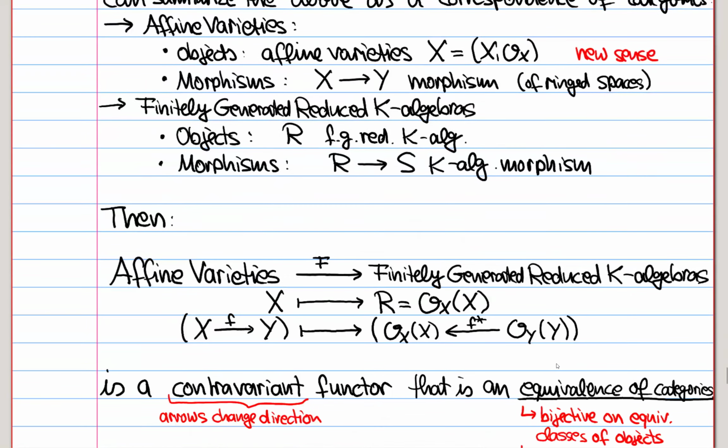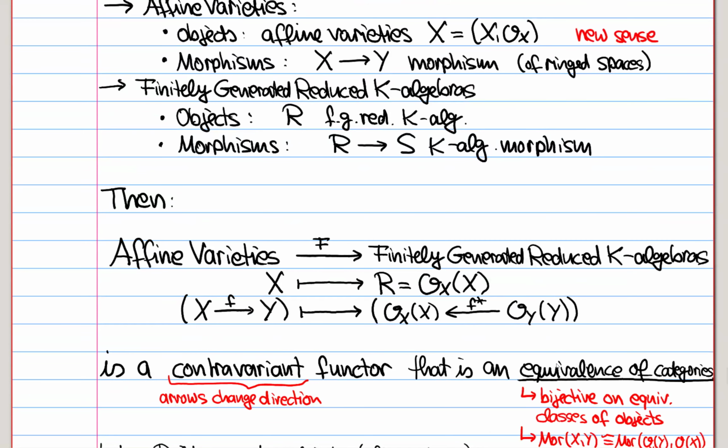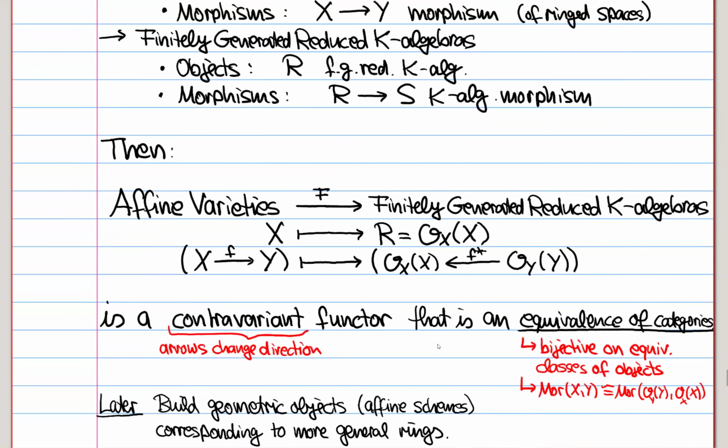And then, the culmination of all these results we have seen is the claim that you can go from affine varieties to these reduced K-algebras, sending X to R = O_X(X), just the full sections of regular functions. And then the morphism f is sent to the pullback morphism, and this goes in the opposite direction. The claim is that this is a contravariant functor, which is just a code word for saying that the arrows change direction here. And the juicy bit is that this is an equivalence of categories.